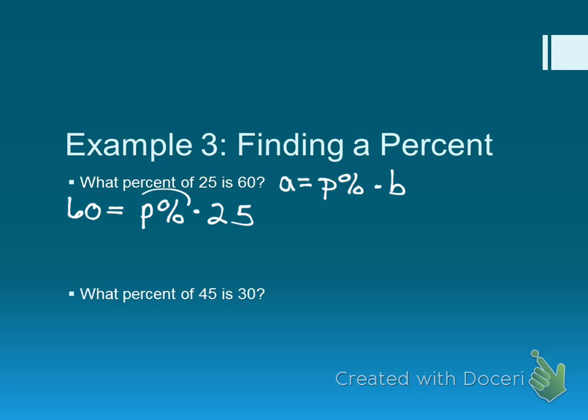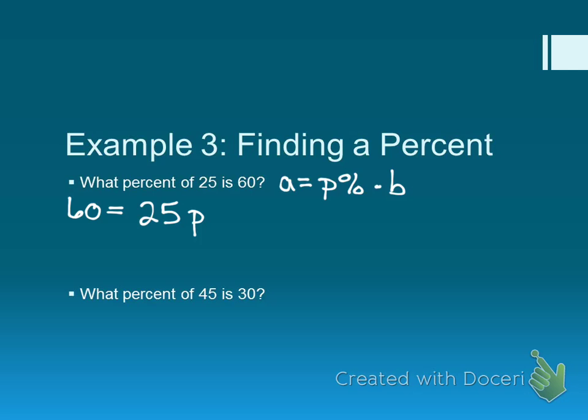All right, well, I'm going to treat P percent just like any other variable. So how can I show a number times a variable? How would I show x times 2? You would say 2x, right? So to show P percent times 25, I would say 25P. So instead of writing it this way, I want you to write 25P, with the number first.